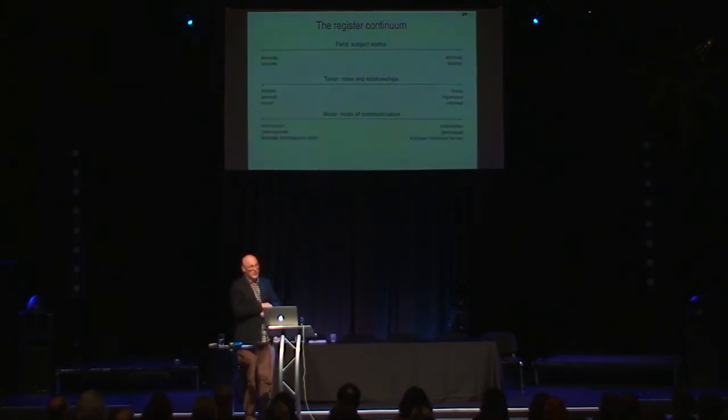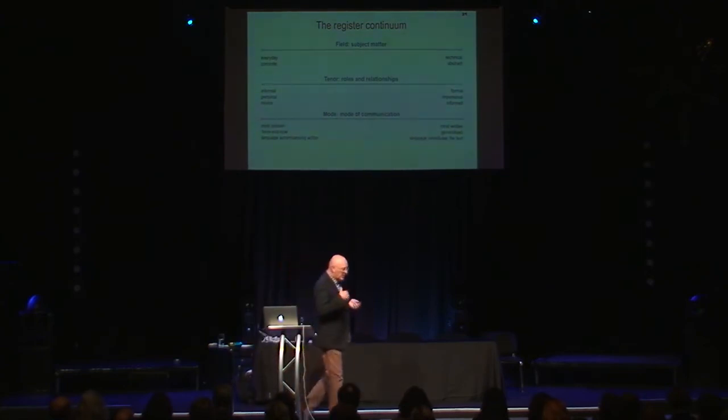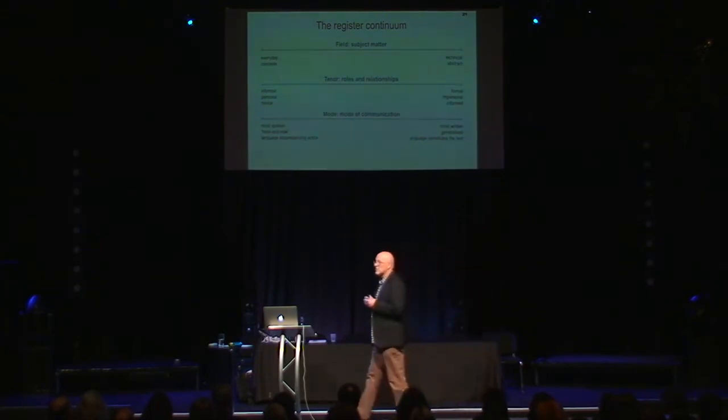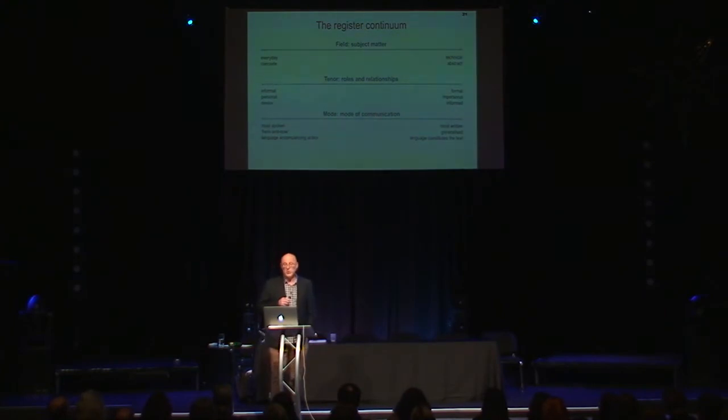Now, with the register, we can apply this to a register continuum here, where we look at moving in terms of the subject matter or the field from everyday and concrete to technical and abstract. In terms of the tenor, in terms of the roles and relationships, from informal, personal and novice to formal and impersonal and informed. And then mode from most spoken, the here and now, language accompanying action, to the most written generalised, where language constitutes the text. So you can see, the BICS and CALP kind of split here, can't you? The BICS is more on this left-hand side and the CALP more over on the right-hand side.